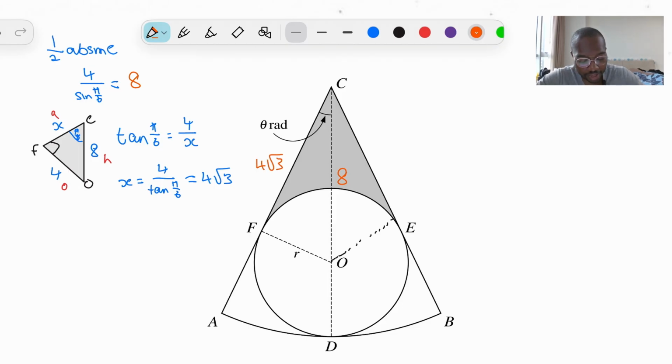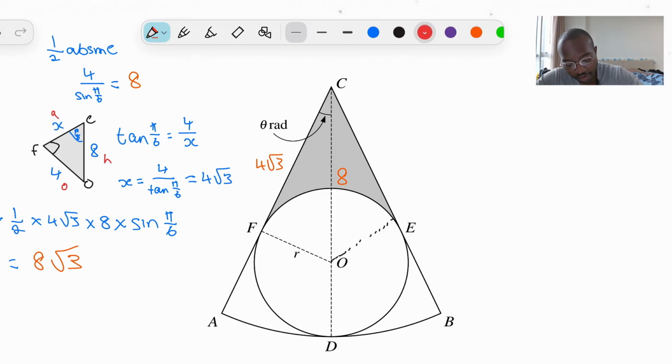And now we have the two sides and the included angle. We can work out the area of that triangle using a half ab sine C. So that would be a half times 4 root 3 times 8, and then times sine theta. Theta is pi over 6, so sine pi over 6. If you put that all into your calculator, you get 8 root 3. So the area of this is 8 root 3.